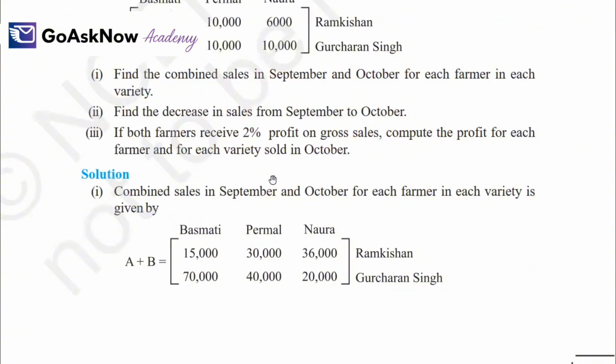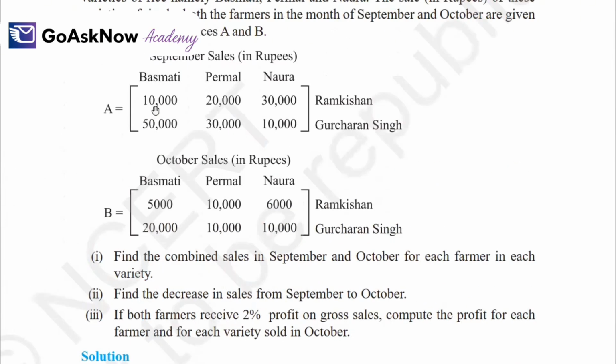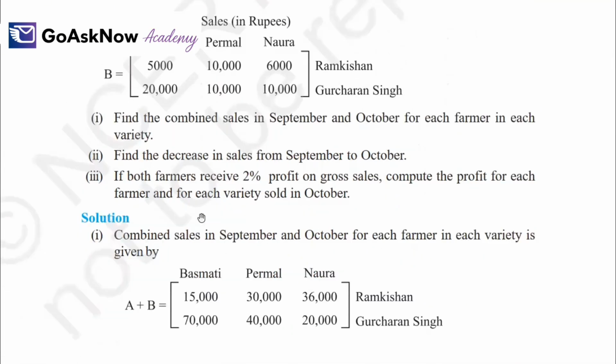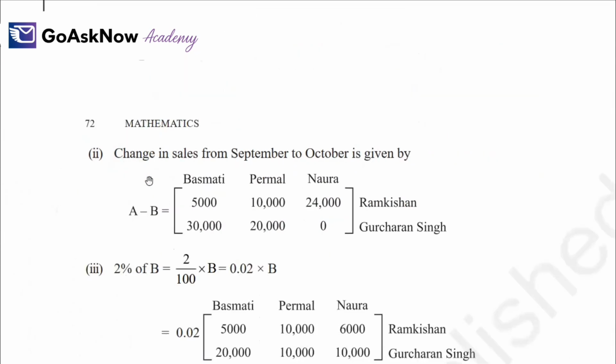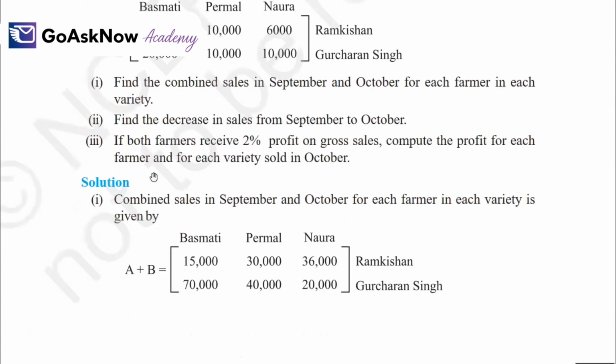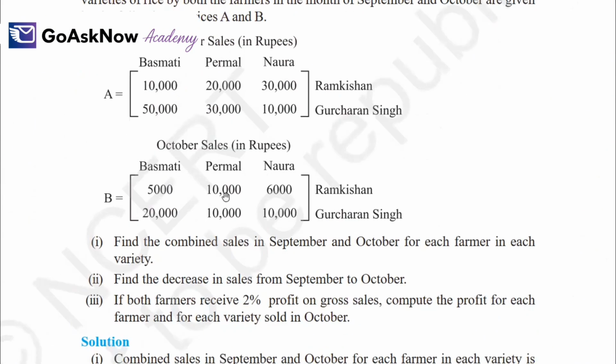So we will get basmati as 15,000. Here what he has done is he has added the basmati sales. So 10,000 and 5,000 will be added and it will give you 15,000. Similarly for second row and first column, you will get 50,000 plus 20,000 as 70,000 the resultant. Okay, here you can see 70,000. So similarly, you can add all the corresponding elements of each row and column.